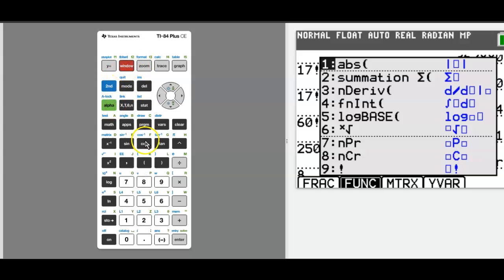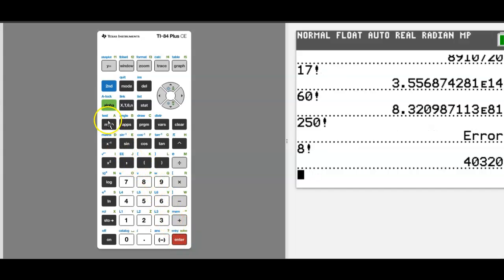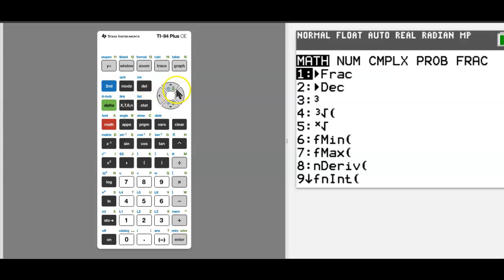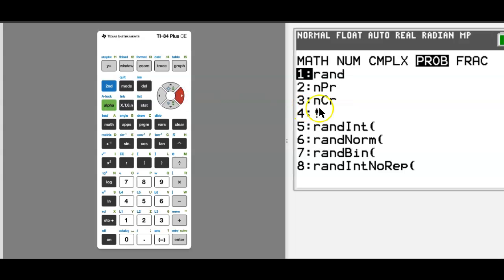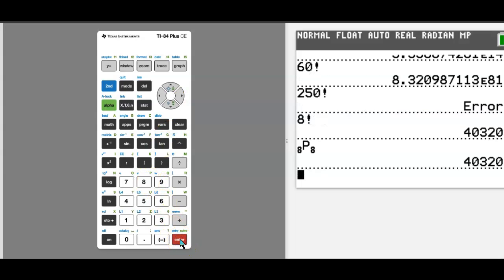alpha window here and use choice 9, 8 factorial, or the new one is the permutation button. So if you go to math, arrow over to probability, again, it is choice 2. P for permutation, where order matters or there is a priority given to something, okay? So you would pick choice 2, and then the new calculators allow you to just put these in these spots. So we'd have 8, arrow to the right over here and put an 8, and get the same thing.